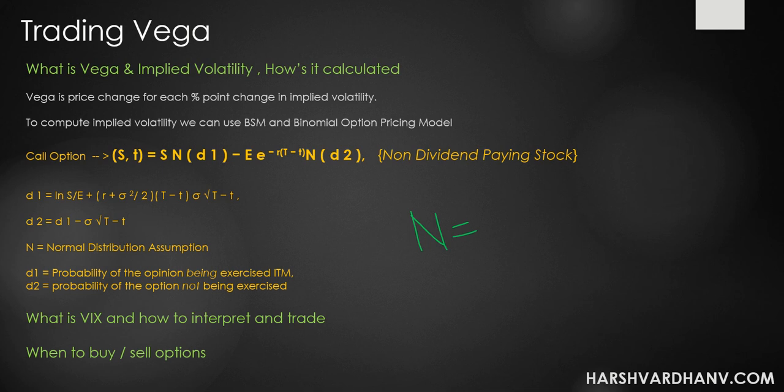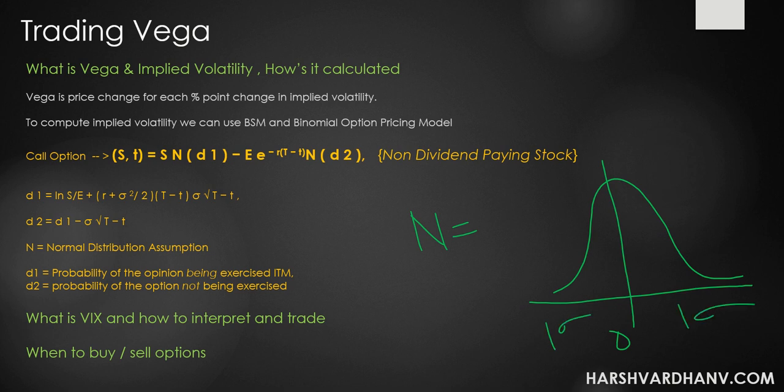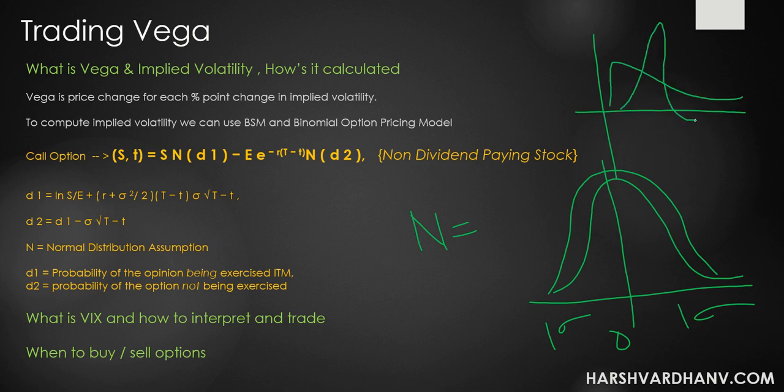N is normal distribution. We all know that the normal distribution looks like this bell curve, with a mean of 0 and 1 standard deviation. So the basic assumption of the BSM model is that the prices are normally distributed, but that is not the case, right? Your prices might not be normally distributed. It might have skewness, it might have kurtosis, right? So what I'm trying to tell you is that the base assumption of the BSM model is normal distribution.